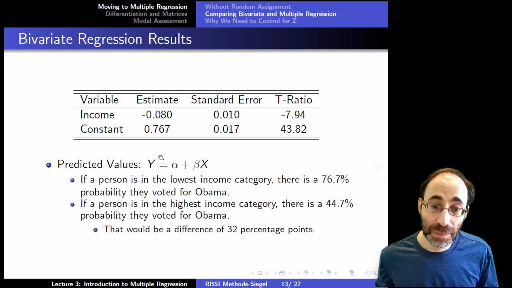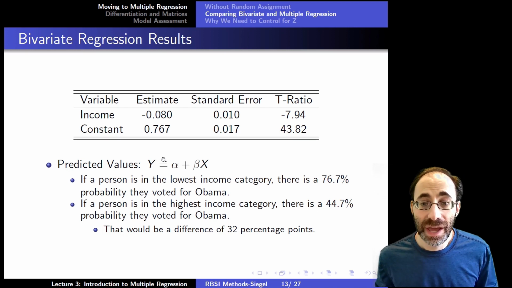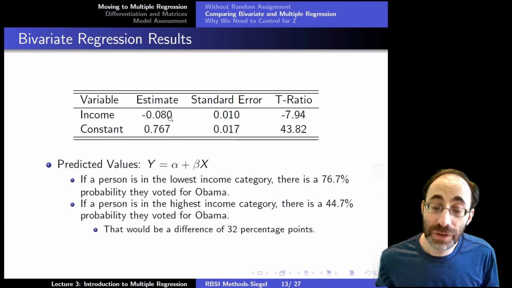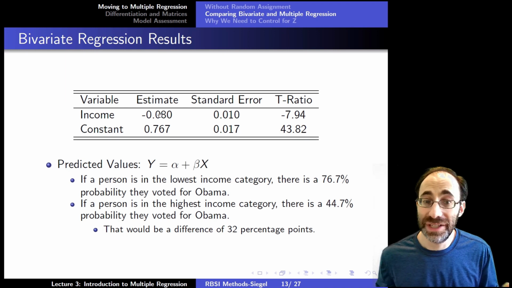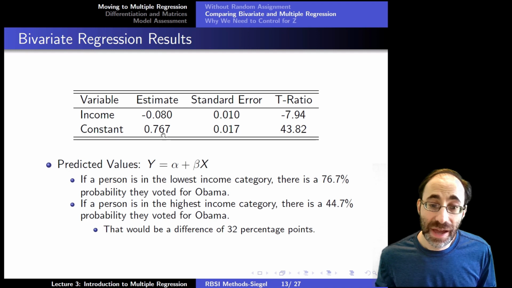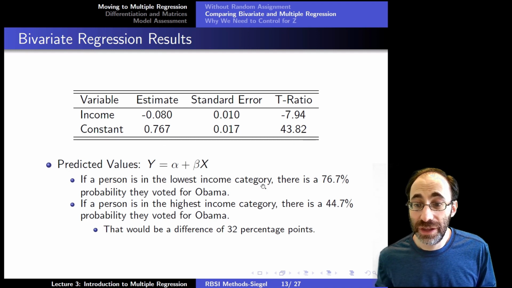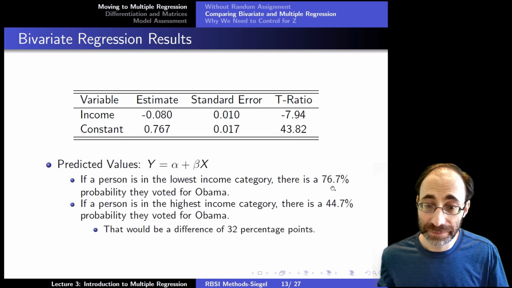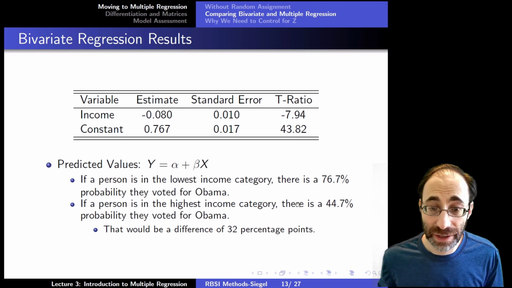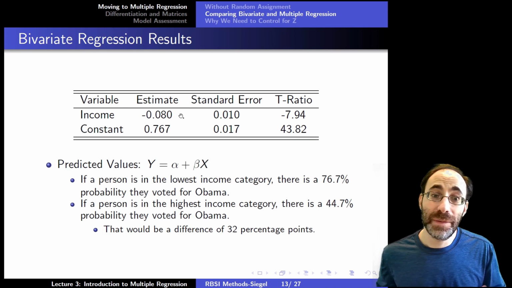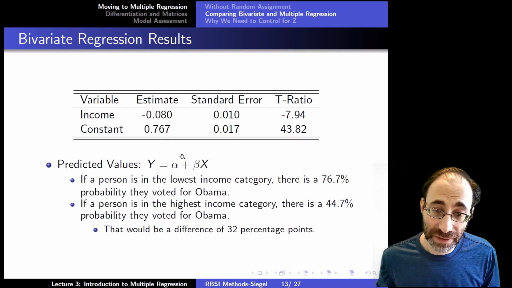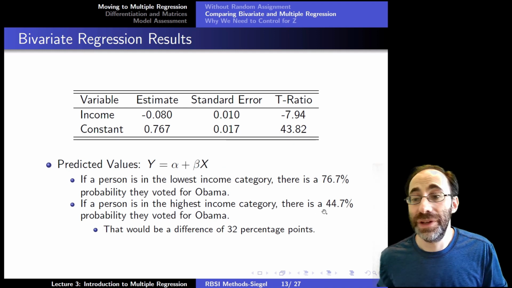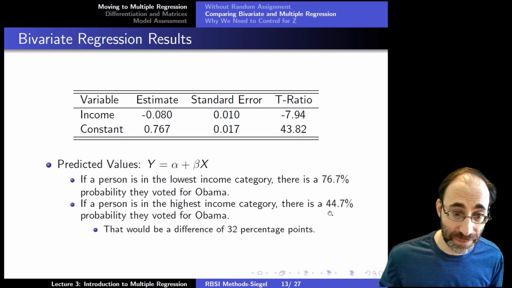If you plug in these estimates, we can predict y hats for this. And if you're in the lowest income category, you would take the lowest income category, which is 0, multiply it by the income, so you get 0, add the constant, and that means if you're in the lowest income category, you have a 76.7% chance of voting for Obama. That's your predicted chance. If you're in the highest income category, you take a 4, you multiply it by income, you get negative 0.32, you add that to the constant to get 44.7% chance of voting for President Obama.